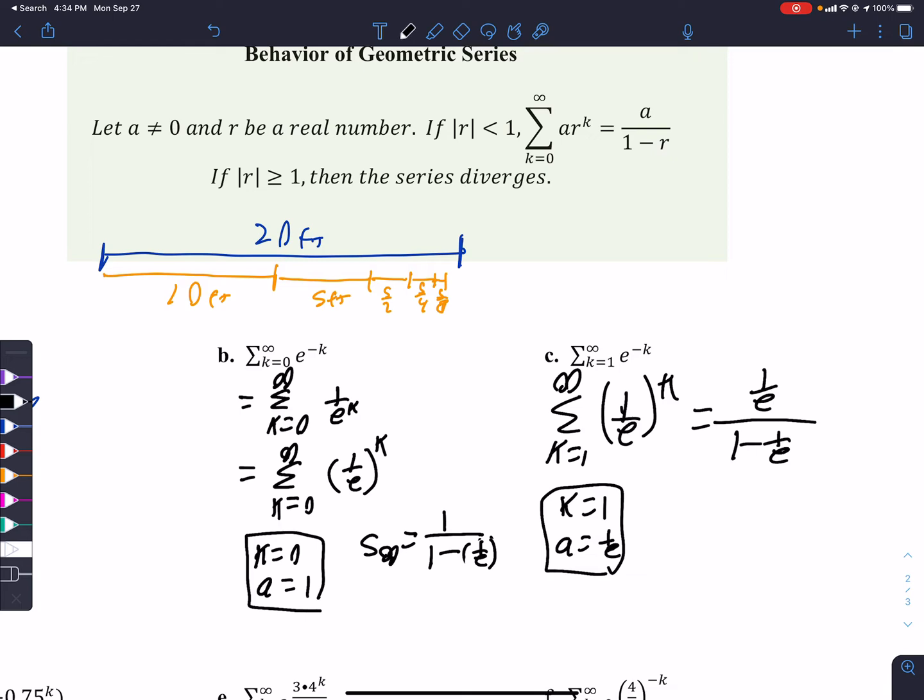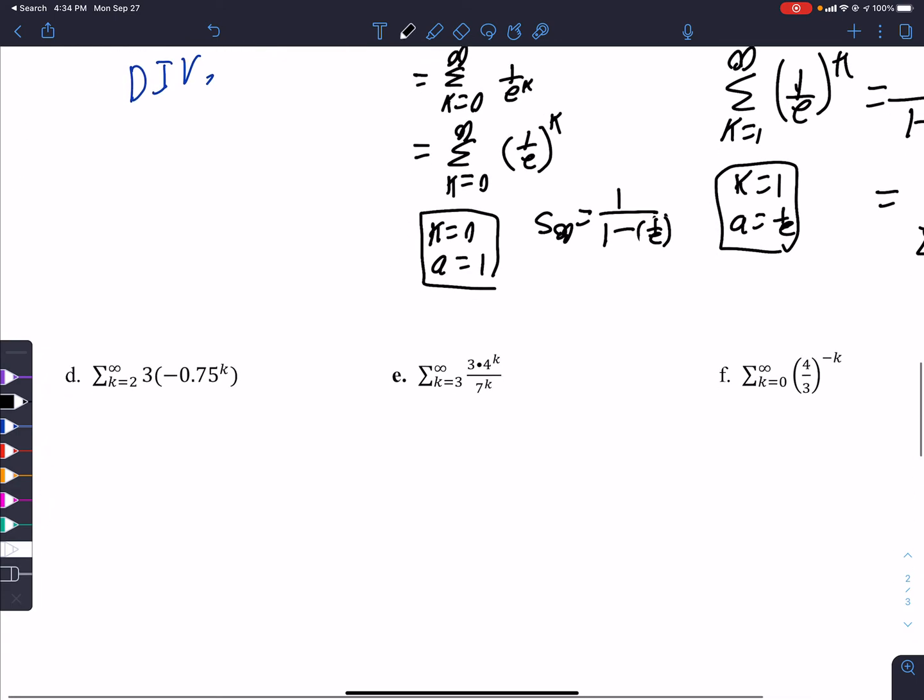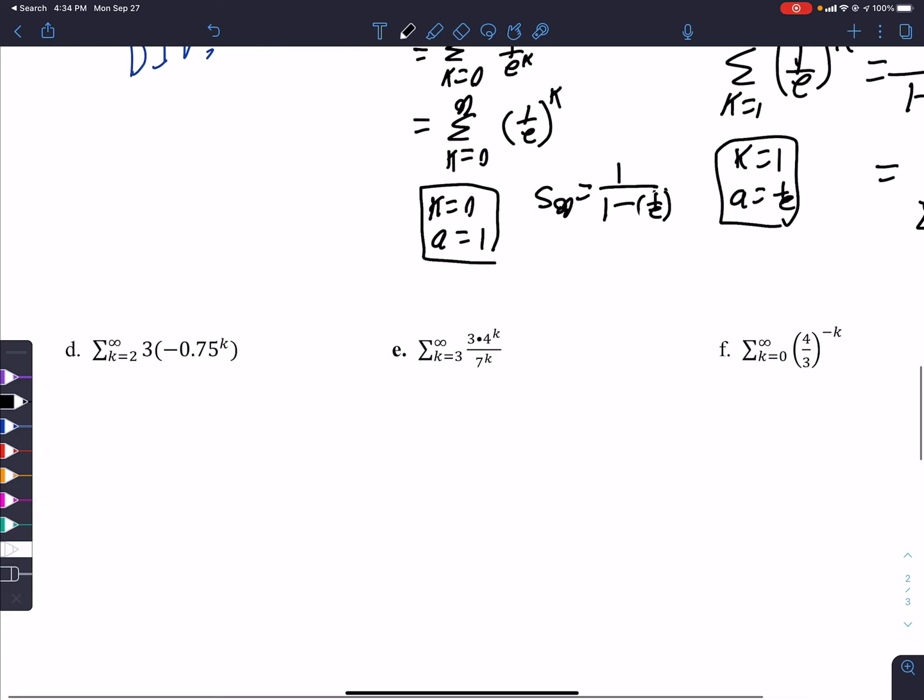Now I'll go ahead and do this one. If you want to tidy it up, you're going to multiply by 1. My 1 is e over e, and that's going to get me 1 over e minus 1. Kind of prettier, not so many fractions in fractions. All right, 3 more, and we are done with this video.